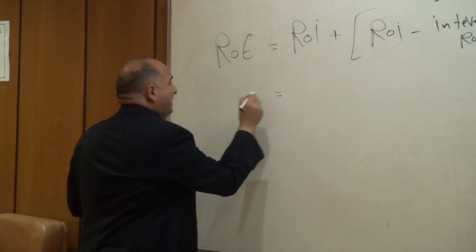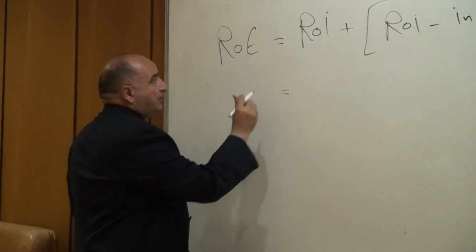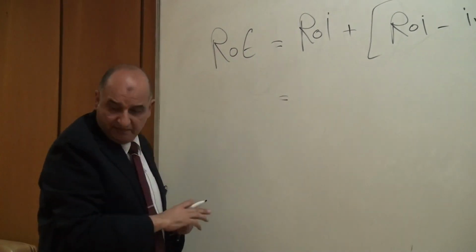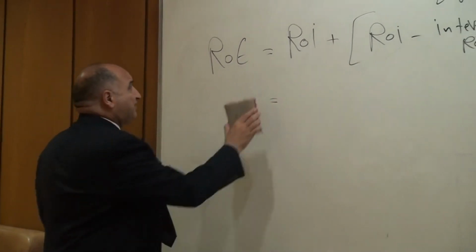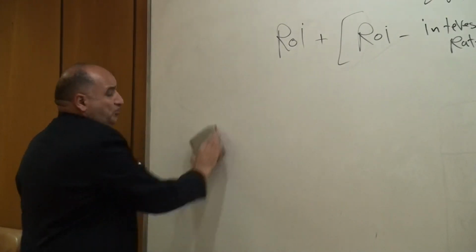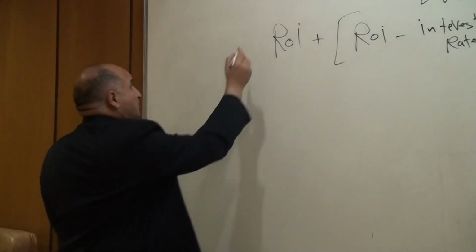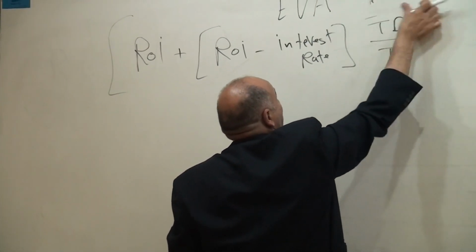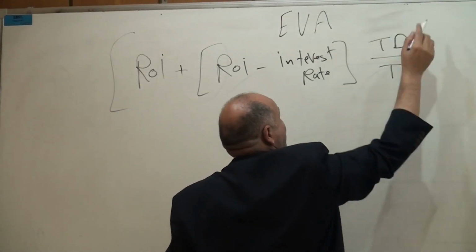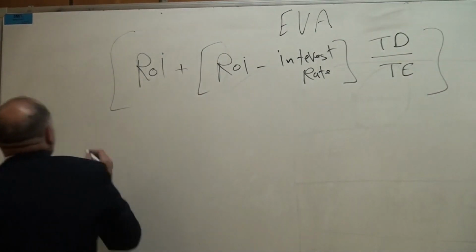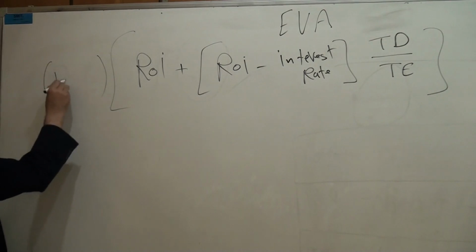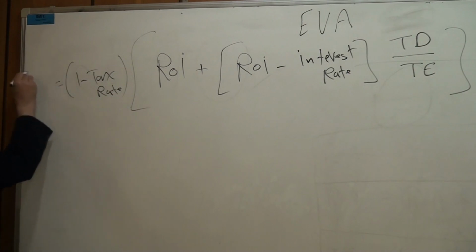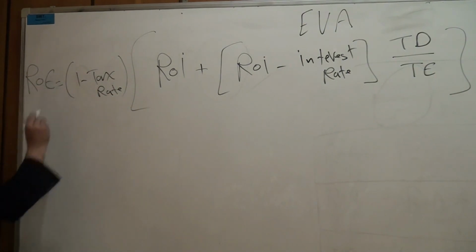Please don't forget that you have to know this is before tax. This ratio is before tax. If we need it after tax, I have to multiply all of those by 1 minus the tax rate. So this gives me ROE after tax.